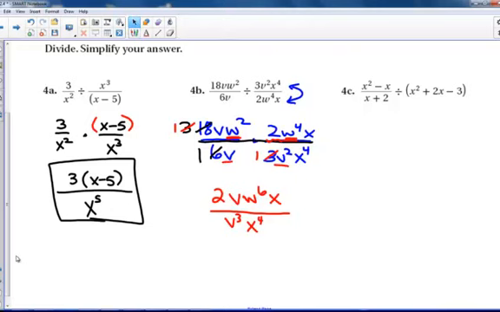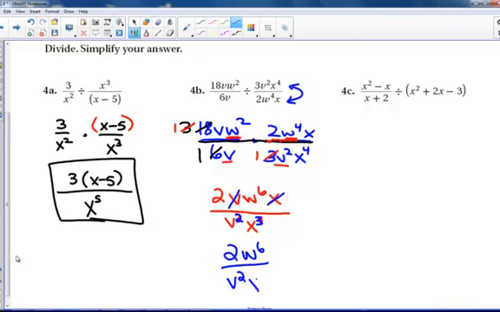Now I'm going to reduce. So 1 V on top, 3 V's on the bottom. That means there's 2 left on the bottom. 1 X on top, 4 X's on the bottom. That means there's 3 left on the bottom. So my numerator is 2w to the 6th. My denominator is v squared x cubed. That's our answer.